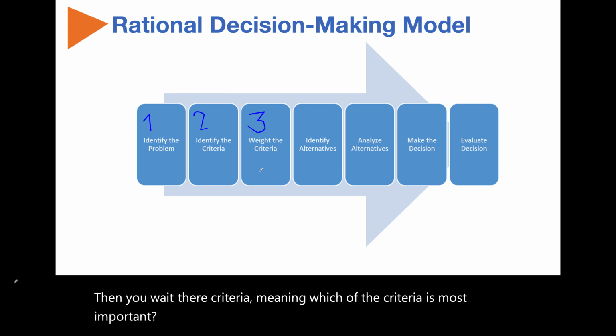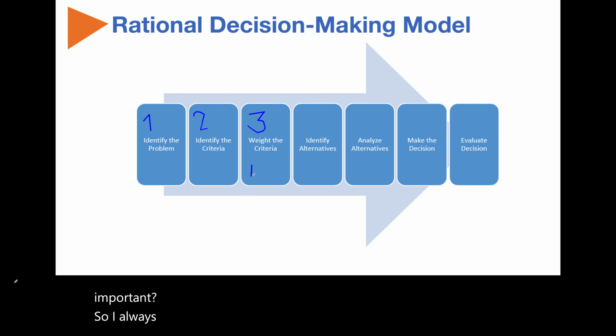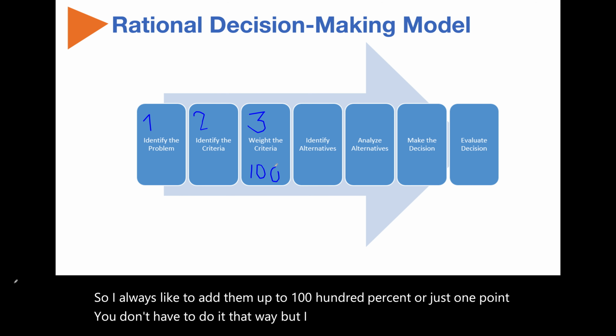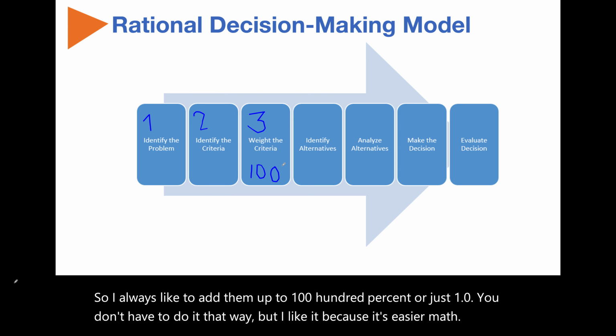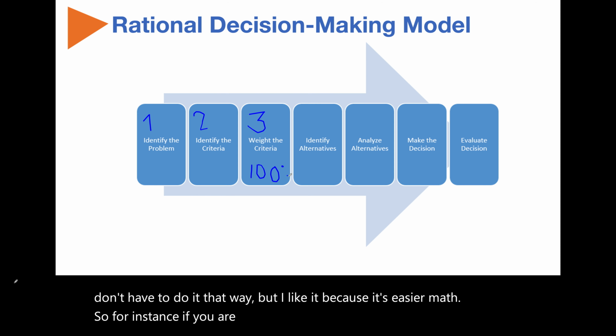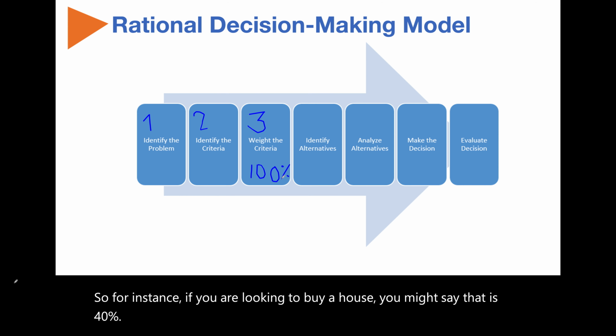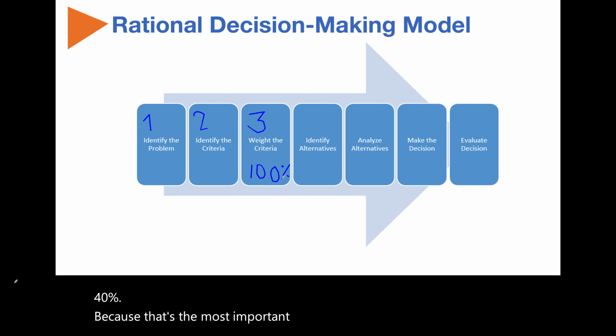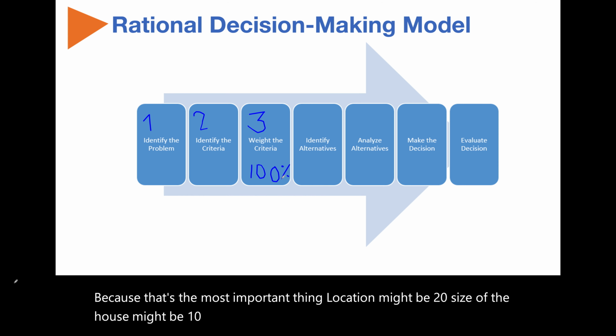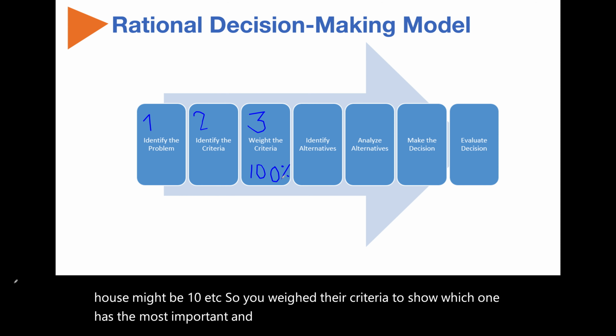So I always like to add them up to 100%, or just 1.0. You don't have to do it that way, but I like it because it's easier math. So for instance, if you are looking to buy a house, you might say that price is 40%, because that's the most important thing. Location might be 20%. Size of the house might be 10%, etc. So you weight the criteria to show which one has the most importance, and that one should have the greatest weight.